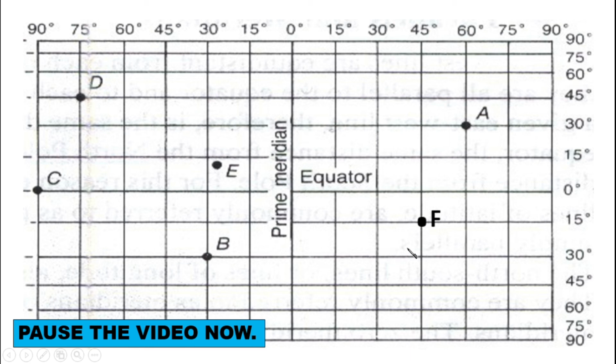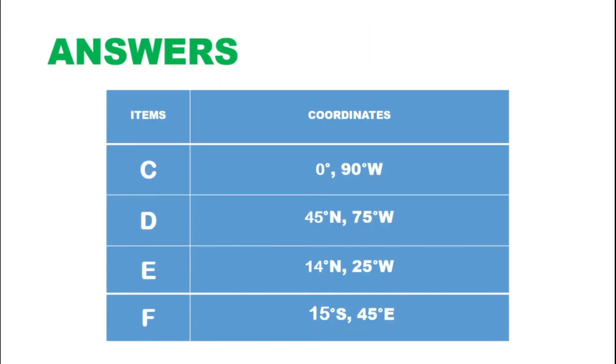Great! If you're done answering, let's see if you got it correctly. These are the correct answers for items C, D, E, and F. For C, we have 0 degrees, 90 degrees west. For D, 45 degrees north, 75 degrees west. Letter E, 14 degrees north, 25 degrees west. And for F, 15 degrees south and 45 degrees east. If you got it correctly, congratulations, you're ready for the next activity. But if you got low scores, kindly review the video and watch again.